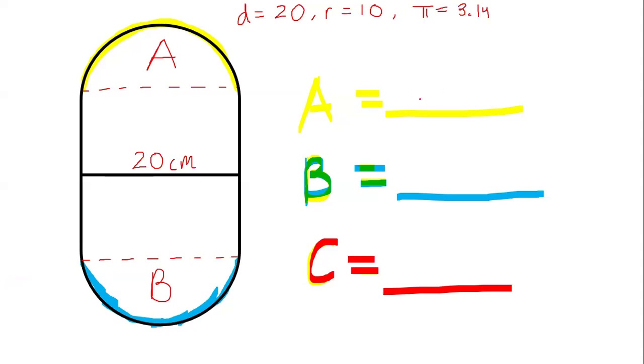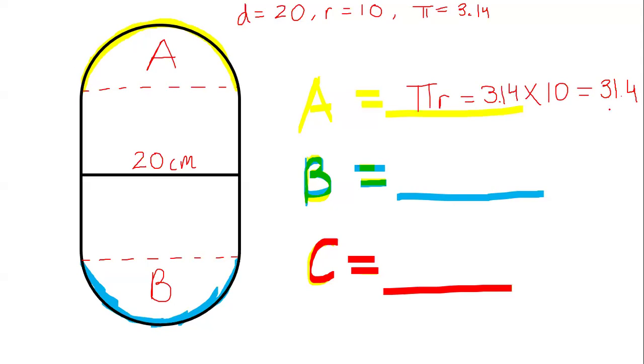And so A is going to be what? Pi times R. What is pi times R? That's going to be what? 3.14 times what? What is R? Times 10. Yes, times 10, which is going to be equal to what? 31.4. Very good, 31.4.